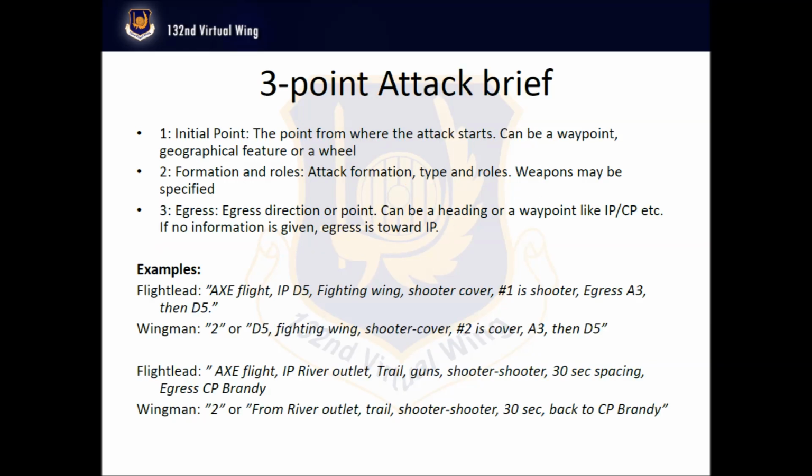The 3 points attack brief is done after the flight has a target to attack, but while still holding in the initial point. The brief is delivered by the engaged fighter and is intended to align both pilots on exactly how the upcoming attack is going to be executed. As can be seen in this slide, the 3 points we are talking about are where we start the attack, how we do the attack, and what do we do after we shoot.